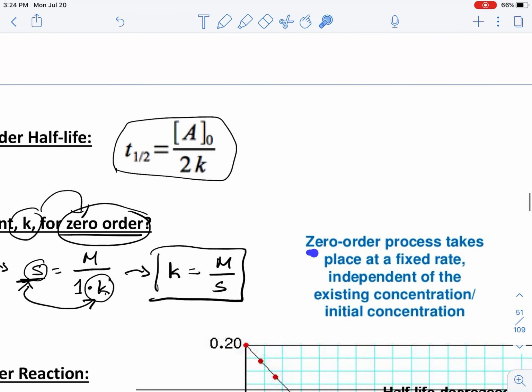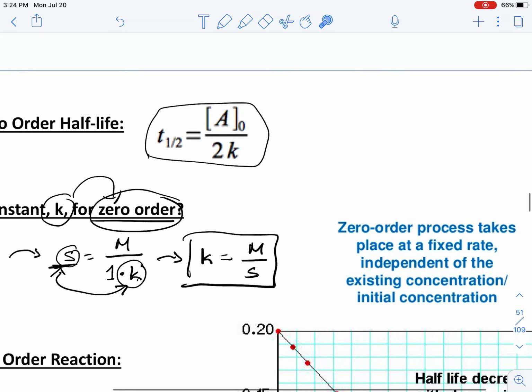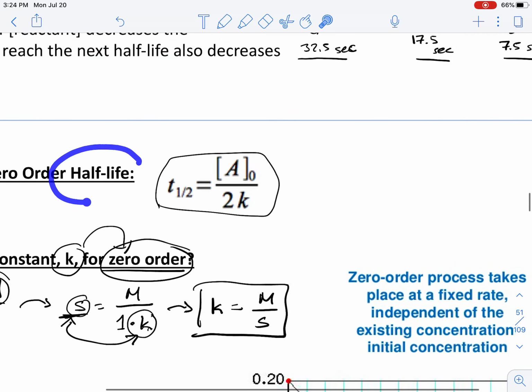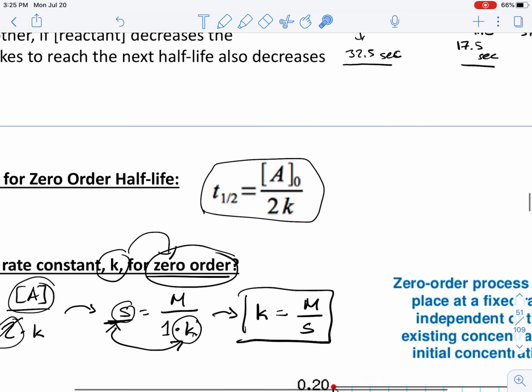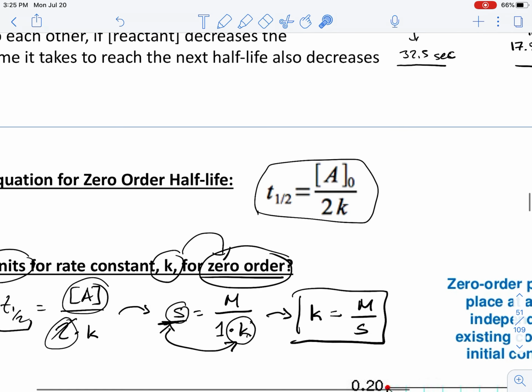So overall, for zero order processes, the rate is fixed, and the rate of the reaction is independent of the concentration that is present. However, the half-life for zero order kinetics is still dependent on the concentration. As the concentration decreases, the half-life also decreases. And that's one of the main points you should take away.